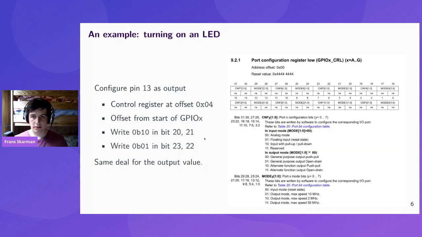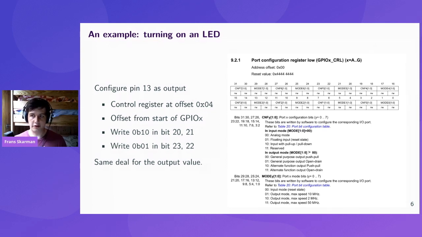So, reading a bit more in the datasheet, let's say we want to turn on pin 13, and we want to set it as an output. You will find a table like this. Now, I'm not expecting you to see all of the details in this table. It's more of the general structure, but it gives you some information.